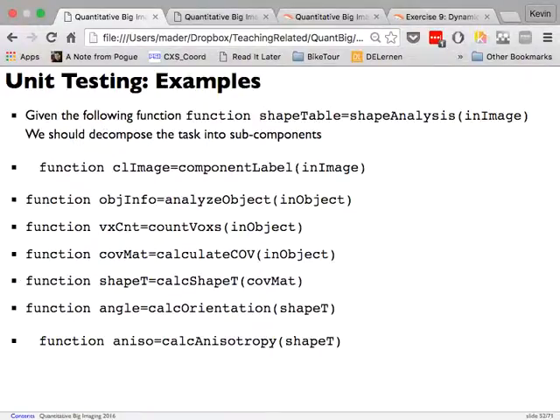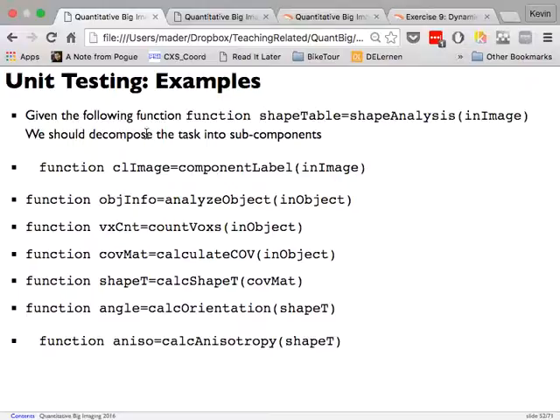Okay. So to go with an example of how this unit testing might look, if you go back to the single object shape analysis lecture, we want to generate this table of results from a single image. We don't necessarily want to have one function called shape analysis, because this has many, many different pieces inside of it. And it will be difficult to say which step went wrong if the table doesn't match the results that we expect.